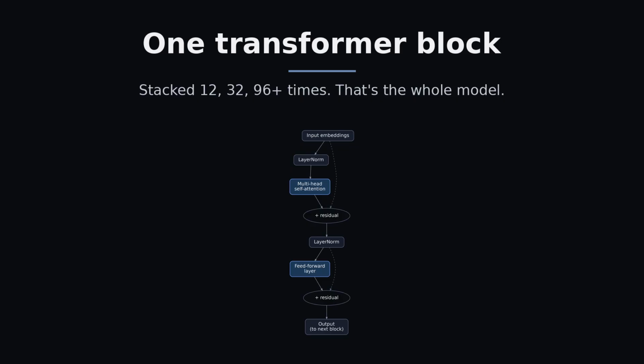A real transformer doesn't just do one round of attention. It uses a repeating block. Each block has multi-head attention, then a feed-forward layer that processes each token independently, with layer normalization and residual connections wrapped around both. The residual connections are the dashed lines. They let information skip past each layer if it's not helpful, which makes stacking deep networks actually trainable.